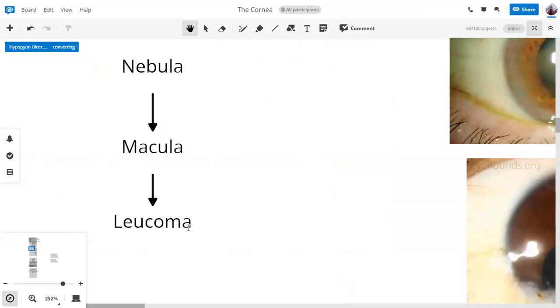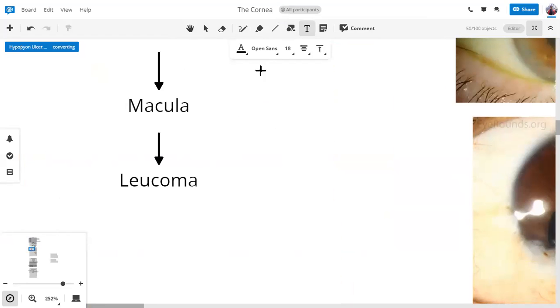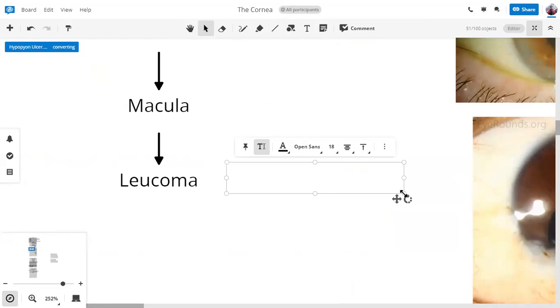Leucoma ka matlab hai, leuco means white and ma means mass. So this is a leucoma. Do not confuse a leucoma with leukocoria.